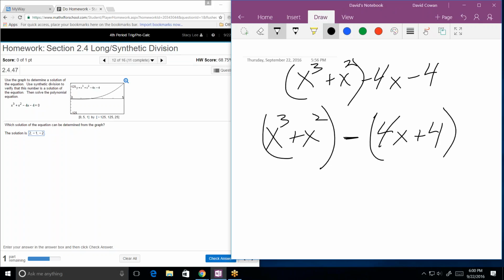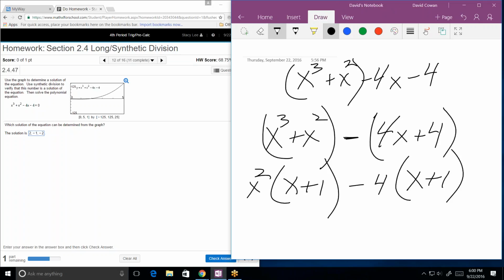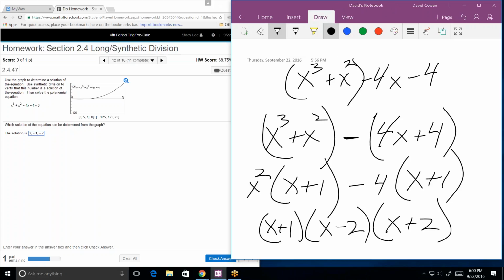Now, on the first set of parentheses, I can factor out an x squared, leaving x plus 1. And on the second one, I can factor out a 4, leaving x plus 1. Then you go x squared minus 4 in parentheses, and then x plus 1. So I get the same three factors I got doing it the hard way, because that's x minus 2 and x plus 2, which means I must have put it in wrong.